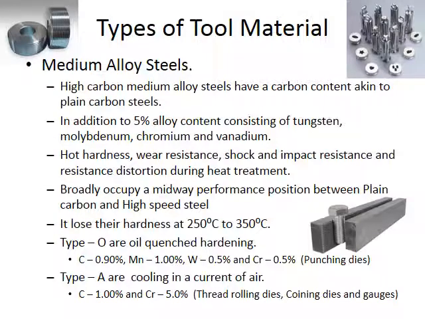Next, the second one is medium alloy steel. The first important point is that high carbon medium alloy steel has carbon content like plain carbon steel, with an addition of 5% alloy content consisting of, for example, tungsten, molybdenum, chromium or vanadium. Only 5%. 95% is plain carbon steel, and in addition there is 5% content consisting of tungsten, molybdenum, chromium and vanadium.